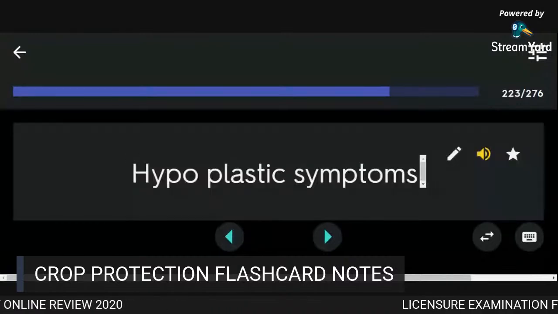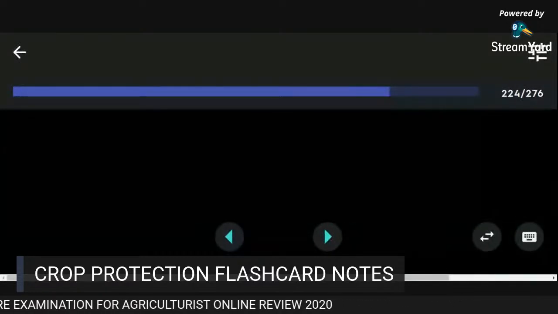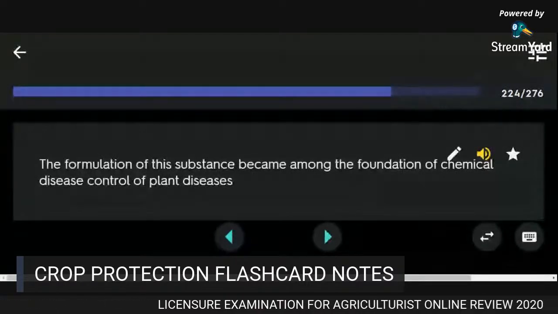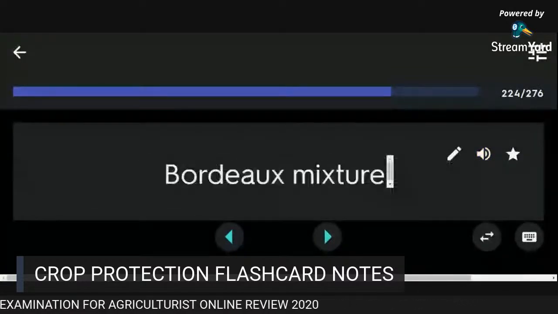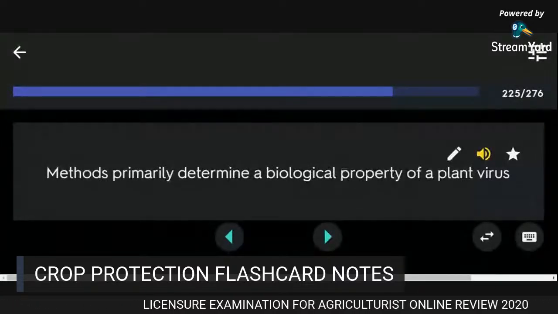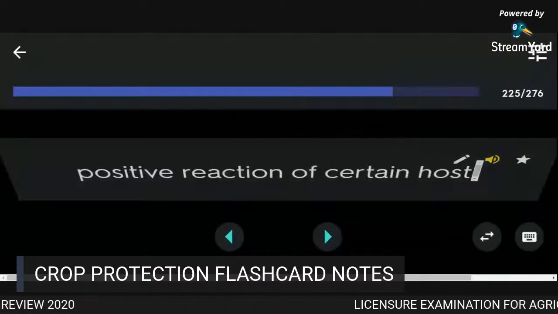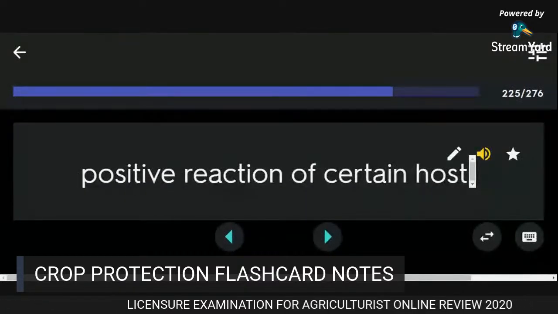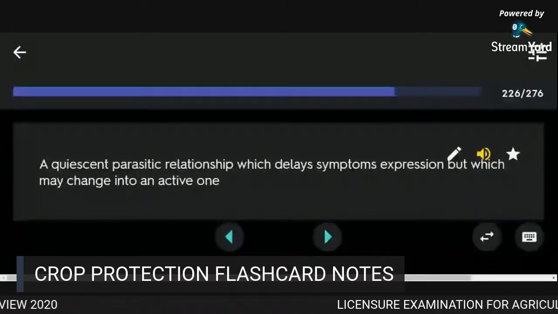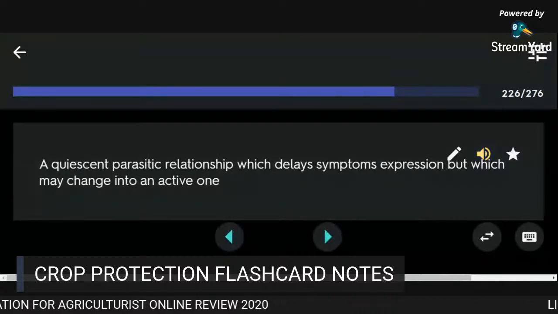Hypoplastic symptoms: mosaic, curling, stunting. The formulation of this substance became among the foundation of chemical disease control of plant diseases: Bordeaux mixture. Positive reaction of certain host. Quiescent parasitic relationship which delays symptom expression but which may change into an active one: latent infection.